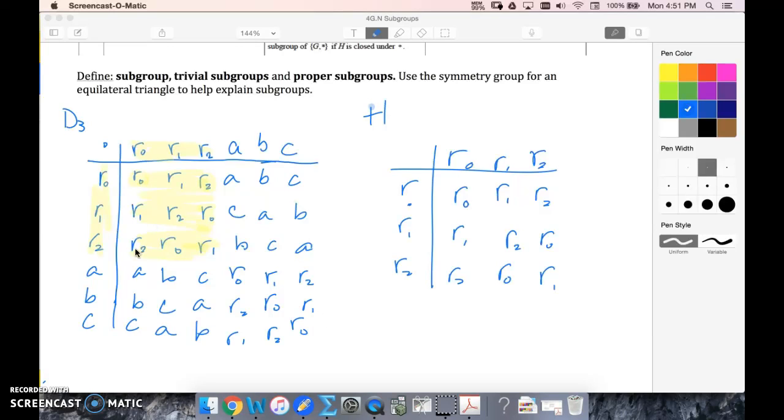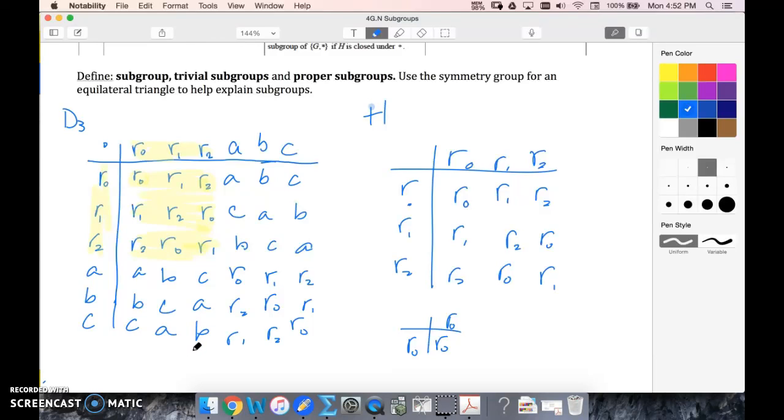Every group has two trivial subgroups. The first trivial subgroup is just the identity. So we could write a group that's just R0. This, of course, is a little bit ridiculous, but it meets all of our definitions for being a group. So we call this one a trivial subgroup, which is just the identity. The other trivial subgroup is the group itself. So there's always 2 trivial subgroups.